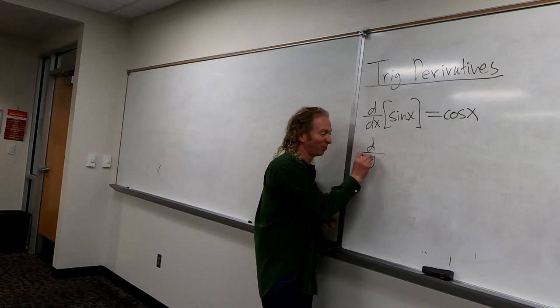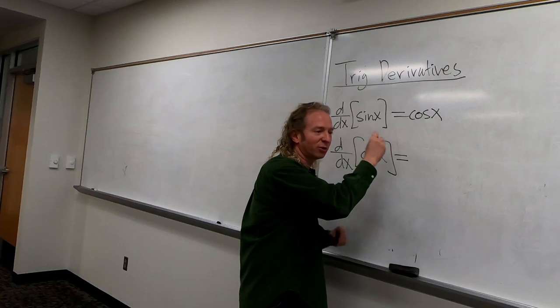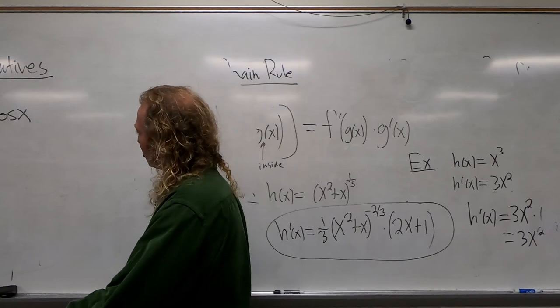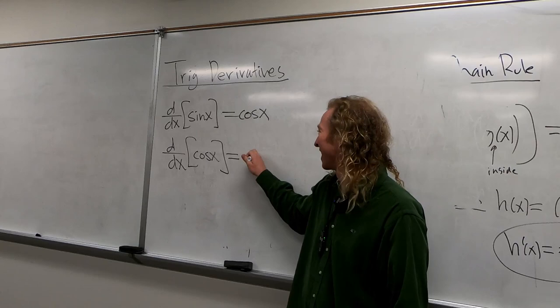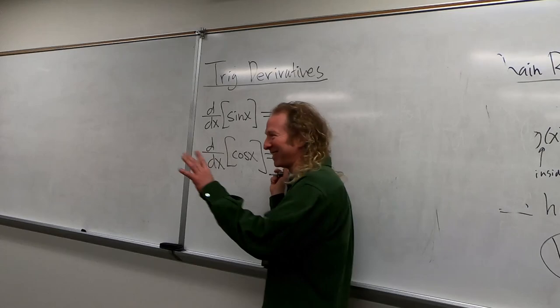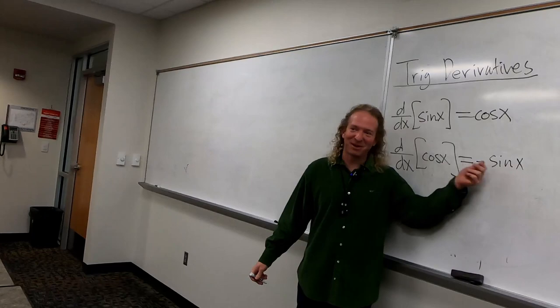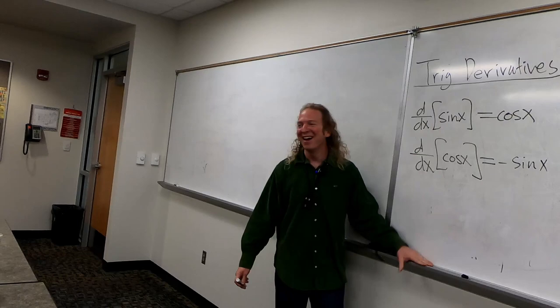Derivative of cosine. This one is super annoying. It may not seem that way, but when we get to integration, it's just one of those things. I wish it wasn't, but it is. It's got a negative sign. Oh, it's got a negative sign, huh? Get it? Yeah, negative sign. That wasn't on purpose. That's so dumb. The derivative of cosine is sine, but it's got a negative sign. It's ridiculous. So that's the formula.